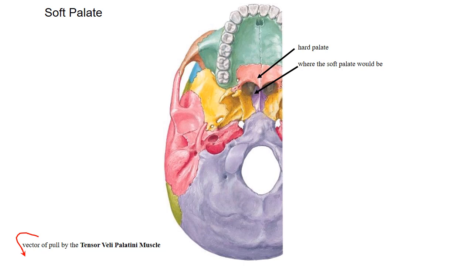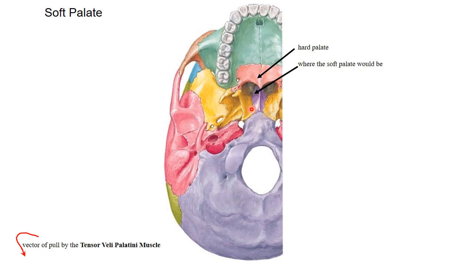And to understand it, let's just look at a little bit of osteology right here. Also gives us another view of the vector of pull of the tensor veli palatini. Okay, so just get oriented here. Here's the hard palate here. This is the palatine process of the maxilla. This is the horizontal plate of the palatine bone. All of this collectively is hard palate, which means the soft palate would be directly behind this. Soft palate would be located right here, okay, separating the oral cavity from the nasal cavities, which we can see in those dark shadows right there and there. So our soft palate would be right about here.